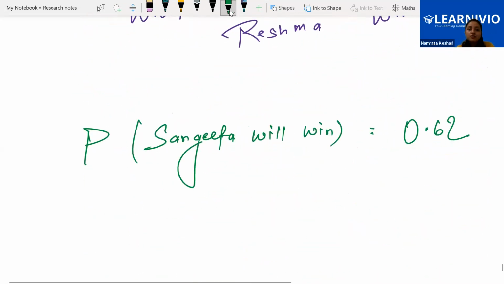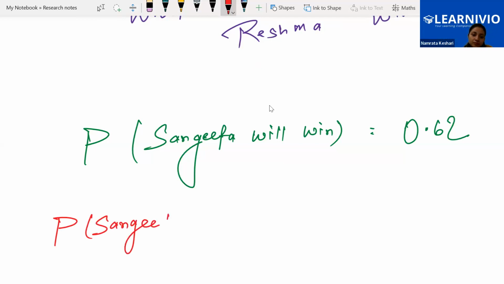So can we write it this way? We were just learning about complementary events: event E happening plus event E not happening will always be one. Complementary events are just the reverse case of each other. Head we are going to get plus head we are not going to get equals 1. Similarly here, can we write probability that Sangeeta wins plus probability that Sangeeta is not winning?